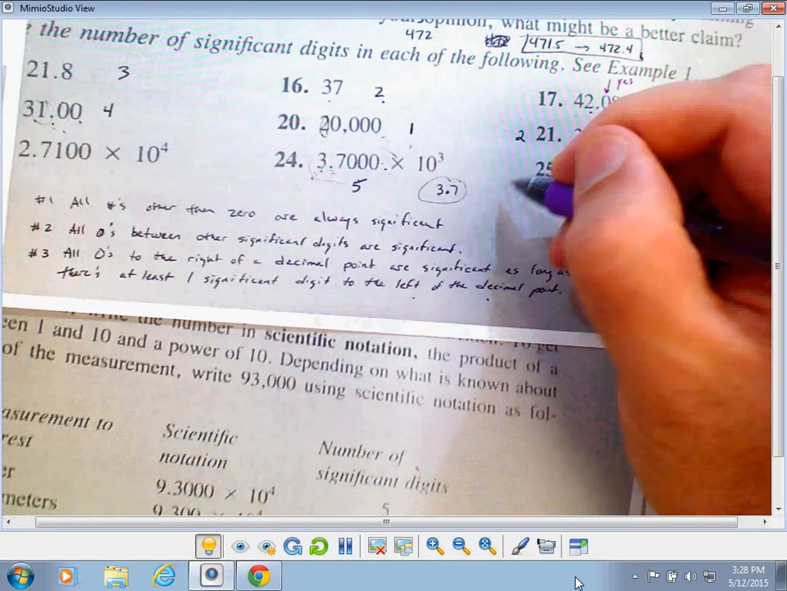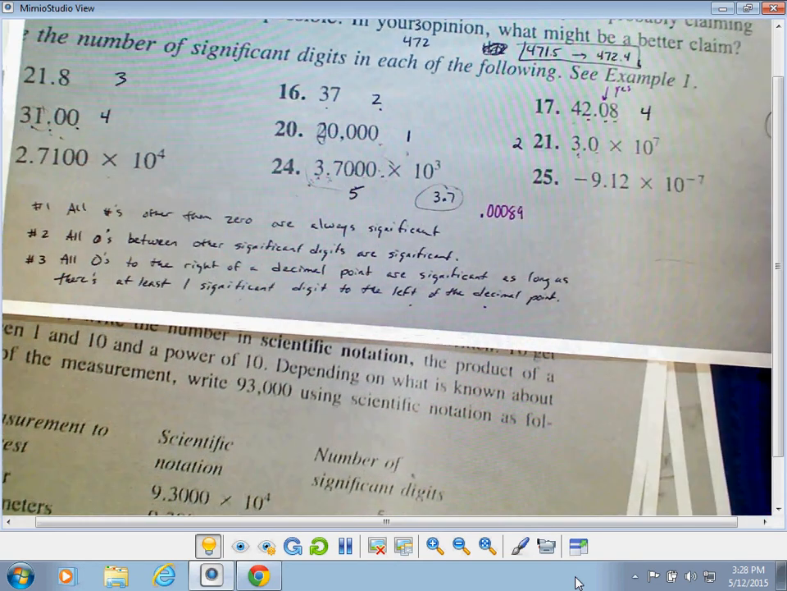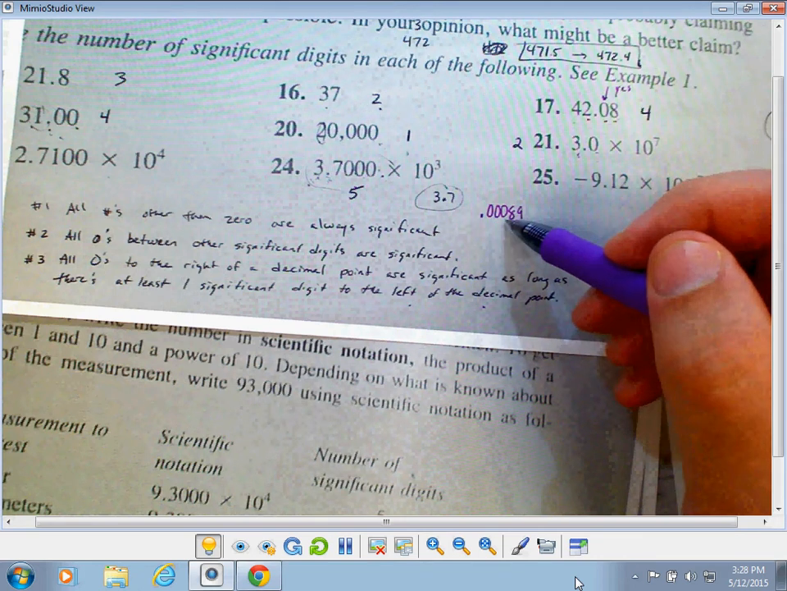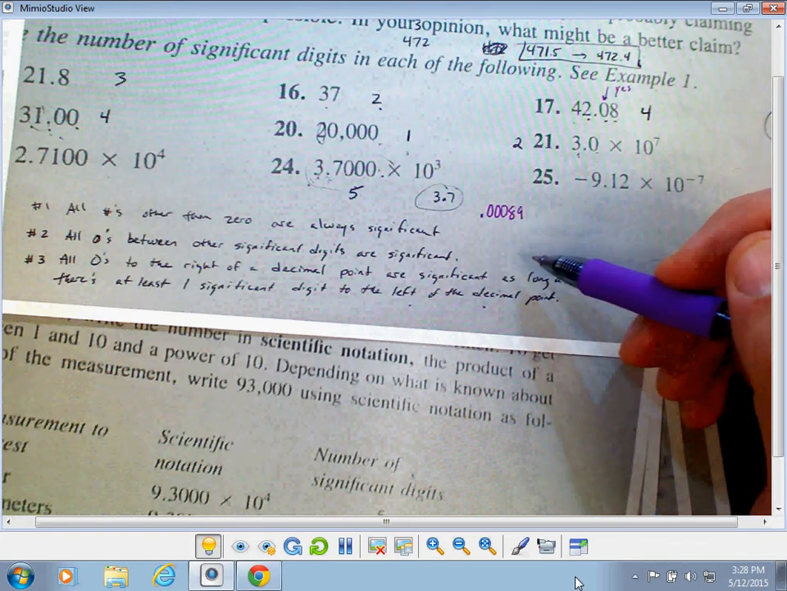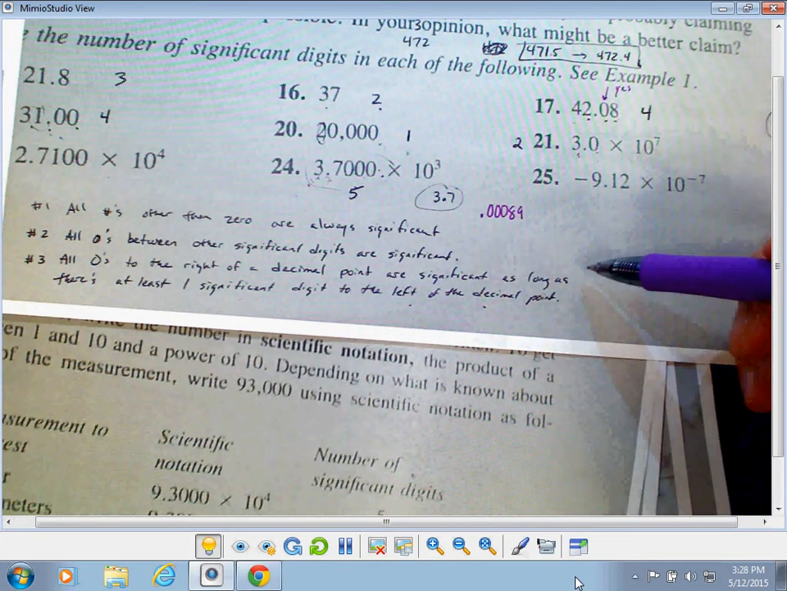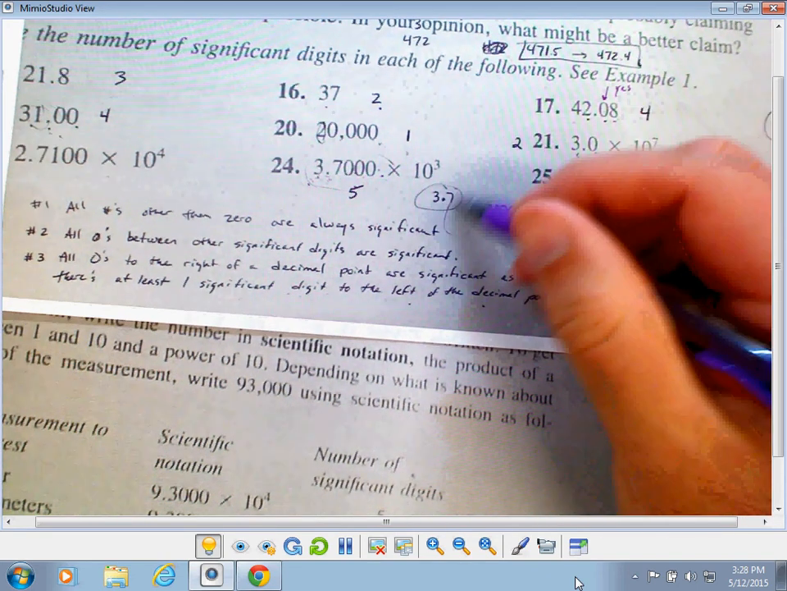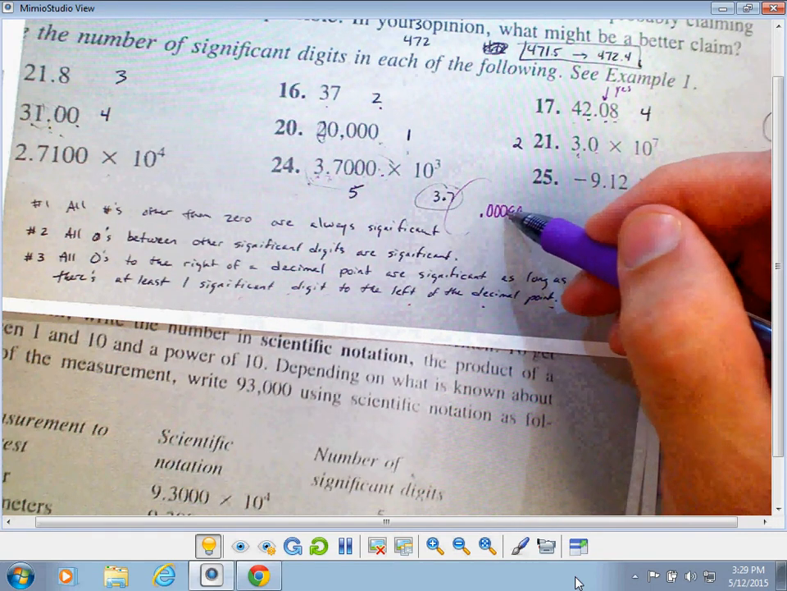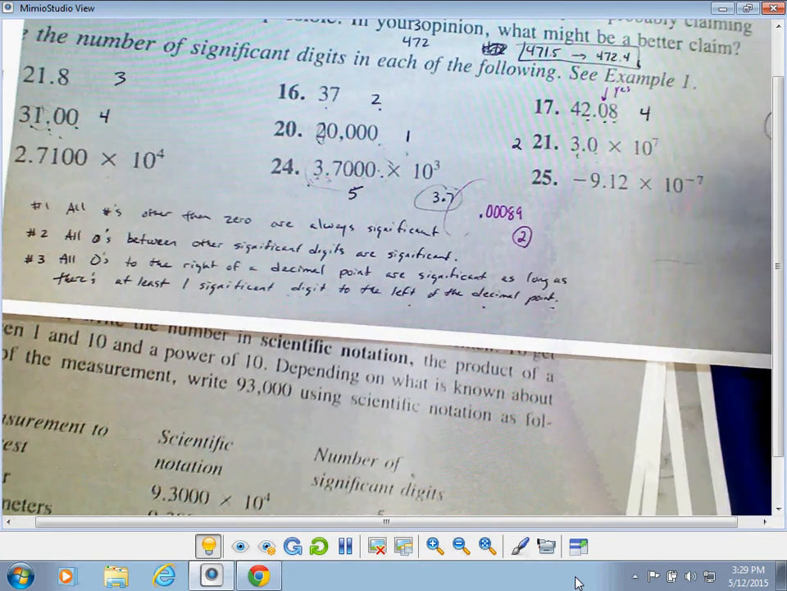But here's an example of one that doesn't work that way. How about this, 0.0089? How many significant figures do you have? Well, to the right of the decimal point I see 3 zeros. My first thought would be, well, those zeros are significant because they're to the right of the decimal point, except that there has to be at least one significant digit to the left of the decimal point, and there isn't any here. So in the case of this number, these 3 zeros are not significant digits, only the 89 on the end. So the answer to this one would be 2 significant digits.